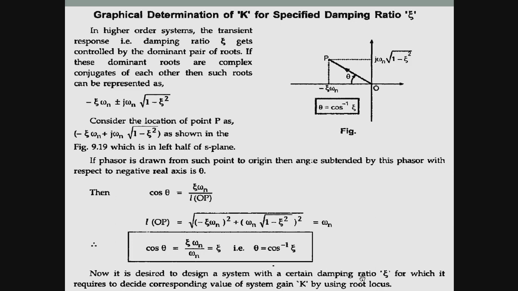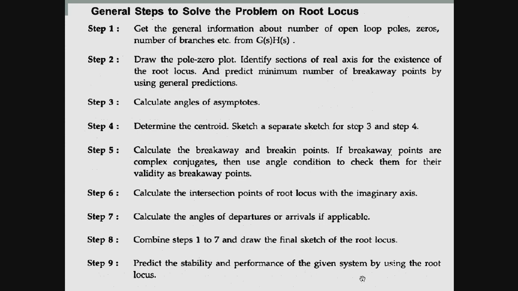So if you want to design such a system with a certain k value, you can also do that by varying your zeta value. So the damping ratio may be used in order to find out the k value. So the general steps to solve a problem on the root locus are pretty simple and straightforward, all the steps that we have discussed till now.